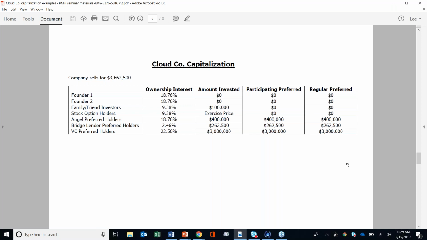So the family friend investors, they rolled the dice. They got in for only $100,000. Once the money was raised from the VC owners for the final time, they still had 9.38% of the company. They were diluted more than half from their original 20%, to 9.38% of the company compared to 22% for those who invested $3 million versus $100,000.